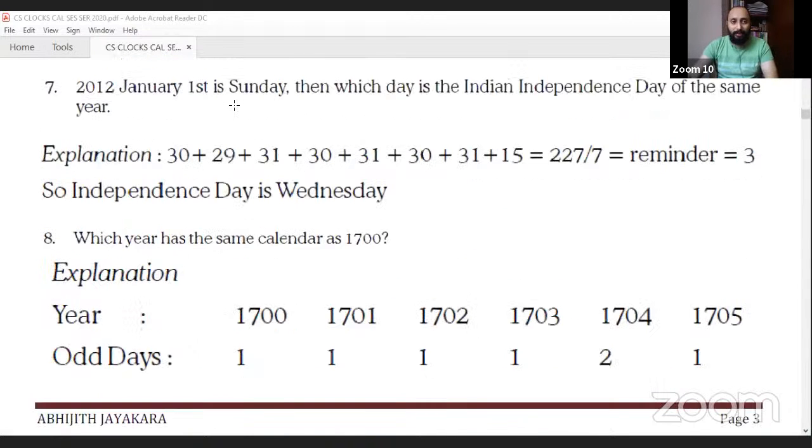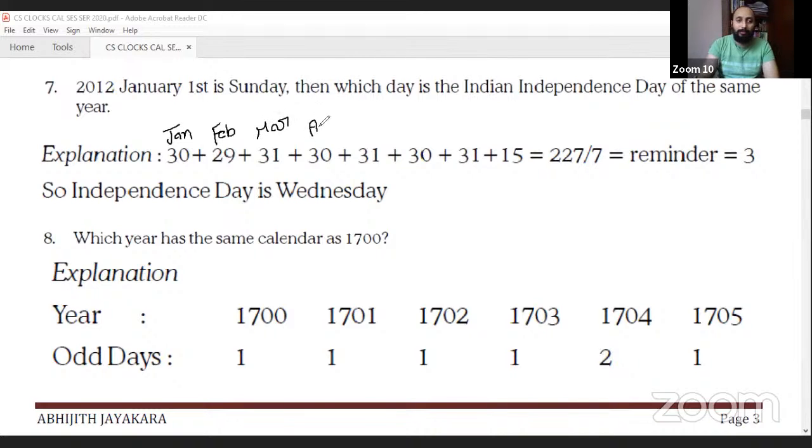2012 January 1st is Sunday. Then which day is the Indian Independence Day of the same year? So January will have 31 days. Feb will have 29 days. March will have 31 days.